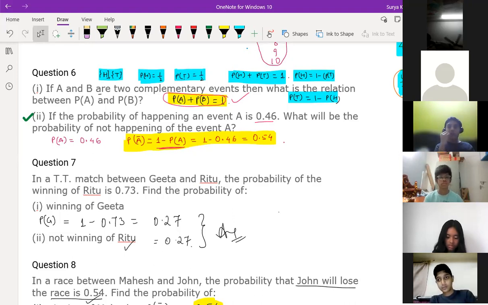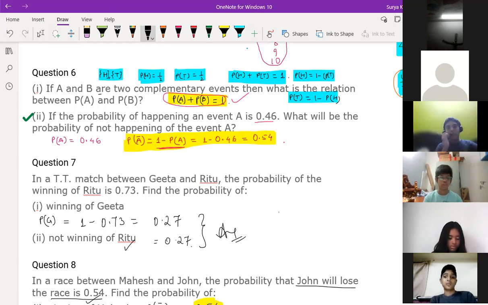Sir, if we are assuming that one is happening, then the other will not happen. Is that correct? Yeah, obviously. So what if both are happening? Are they not complementary? If both will happen, the probability is 1, but the other not happening has no chance. If both are happening, not happening means the probability is 0. Then only it becomes 1, no? Yeah, that's it.